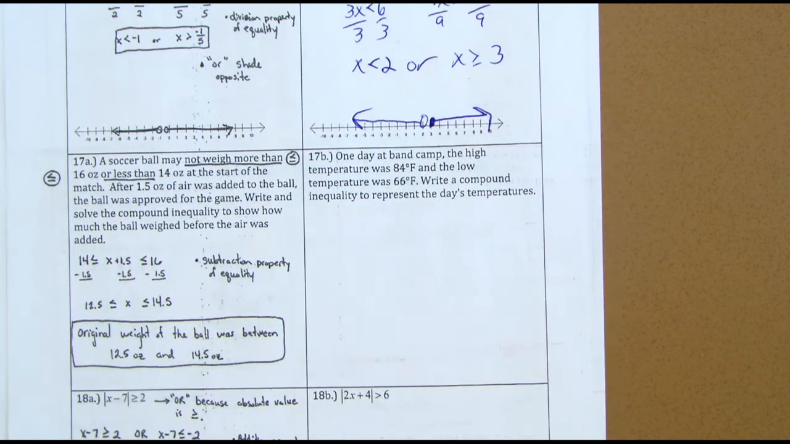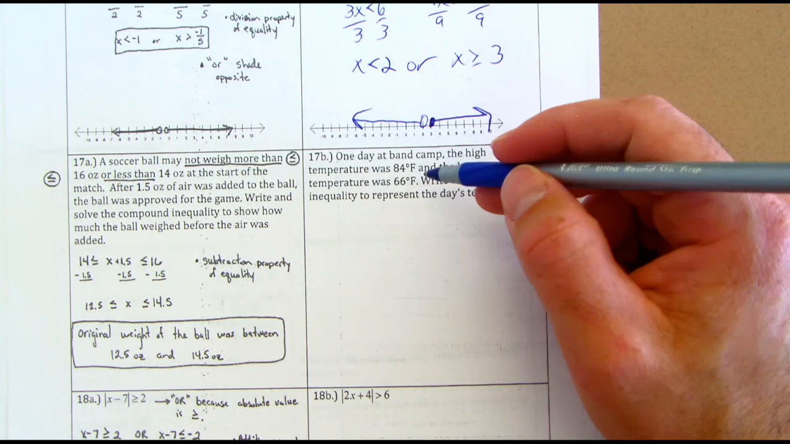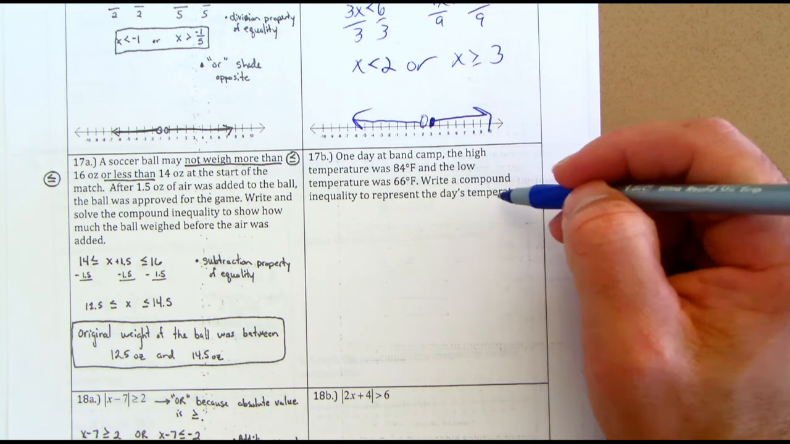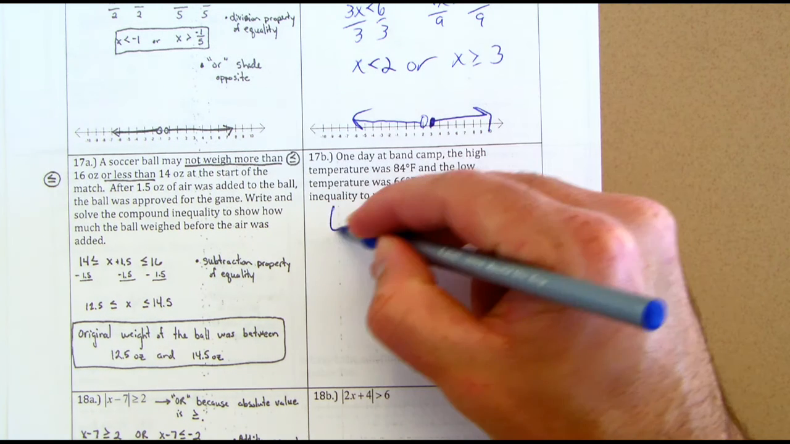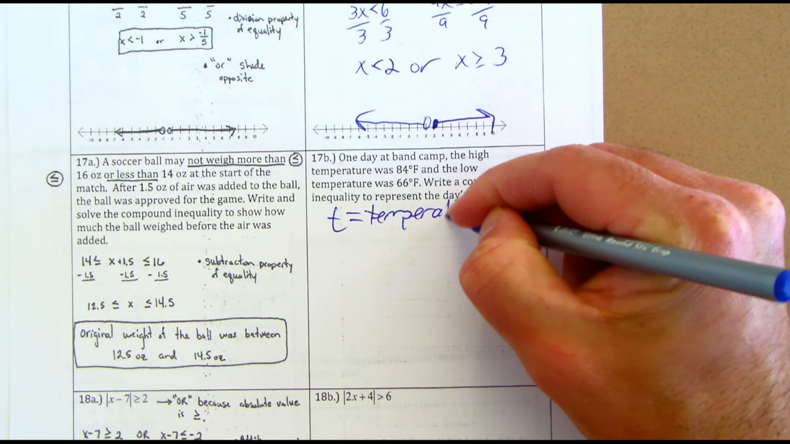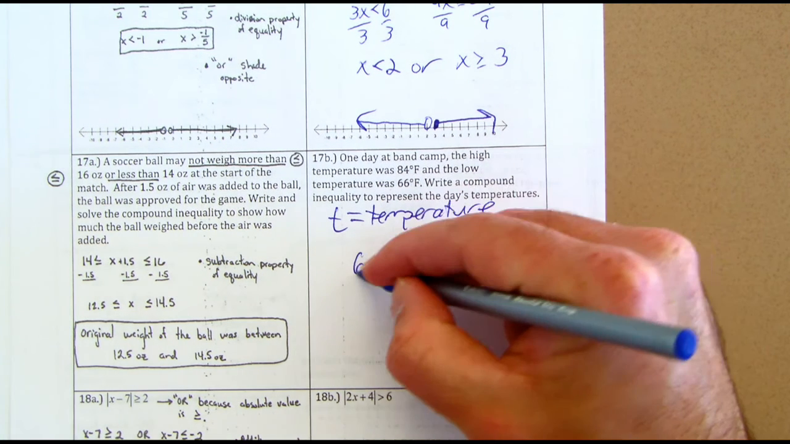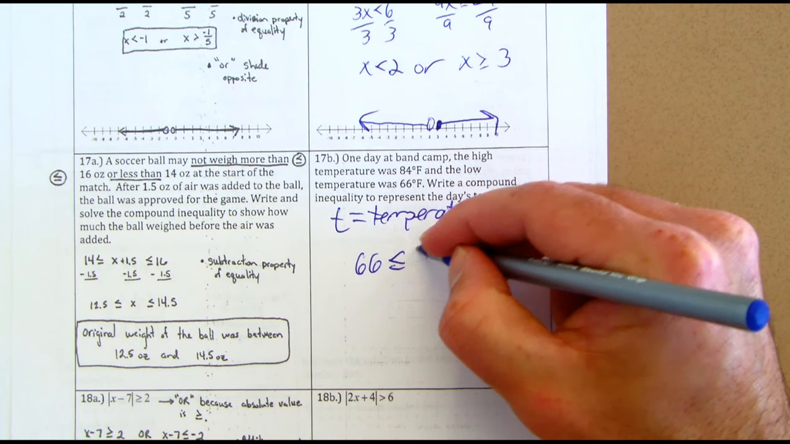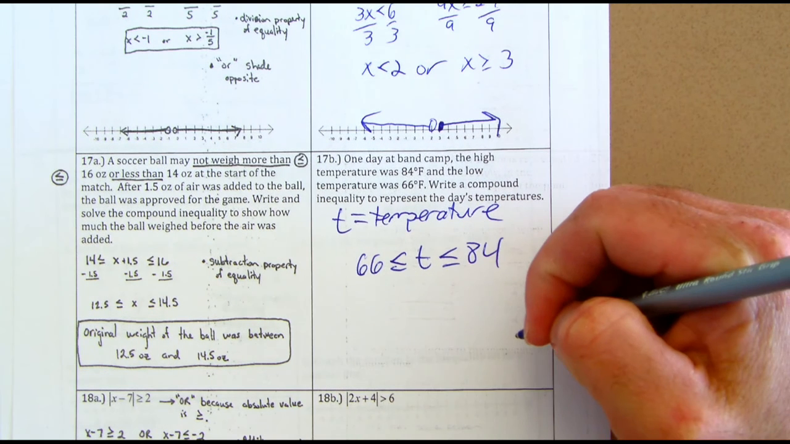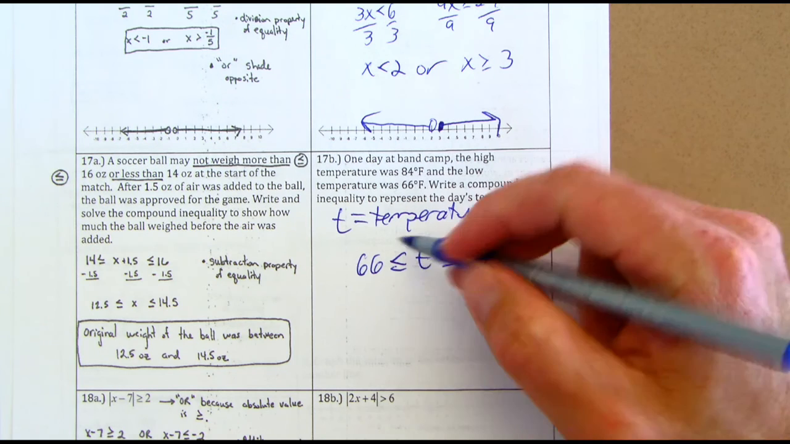All right, next up. So one day at band camp, the high temperature was 84 degrees Fahrenheit and the low temperature was 66 degrees Fahrenheit. Write a compound inequality to represent the day's temperature. So let's just let T equal temperature. So the low was 66, the high was 84. That's all you got to do. We're between 66 and 84.